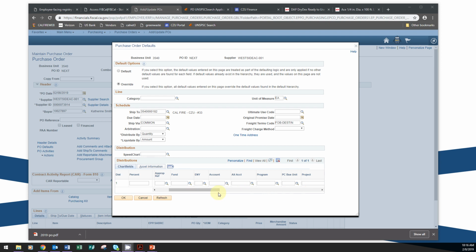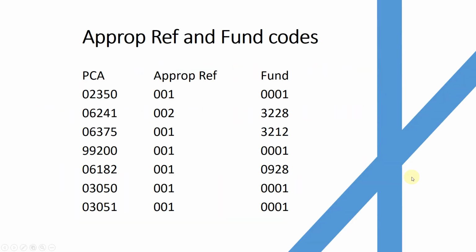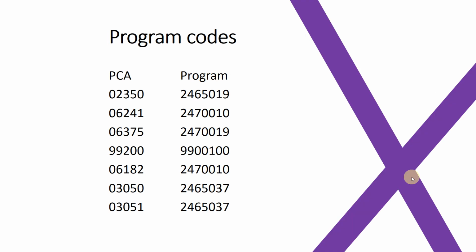Now there are 3 codes that link up to our PCA: a prop ref, fund, and program. These numbers will change depending on what PCA you're charging to. Here is a sample of what these codes look like. But you don't need to memorize these. In Fiscal is a function called speed charts, and it will keep track of these codes for you.